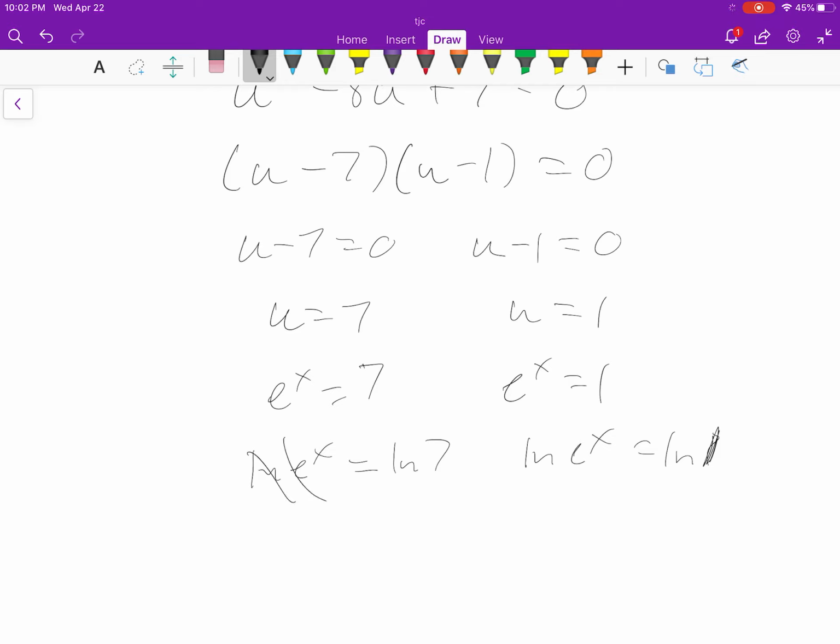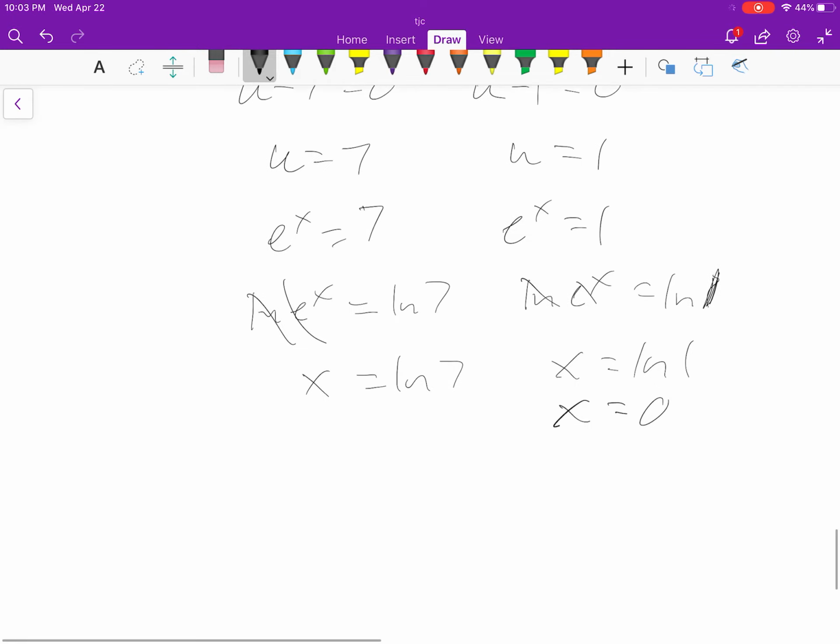Okay, here the ln and e cancel, and we're left with x equals ln 7. Here, ln and e cancel, and you're left with x equals ln 1. Well, the log of 1, all the logs, whether natural or base 10 or 4 or 3, equals 0. So we know this equals 0 here. So we have x equals 0. And over here, you'd have to plug it into a calculator. If you did, you get 1.9 approximately. Okay, it's going to have more digits than that.